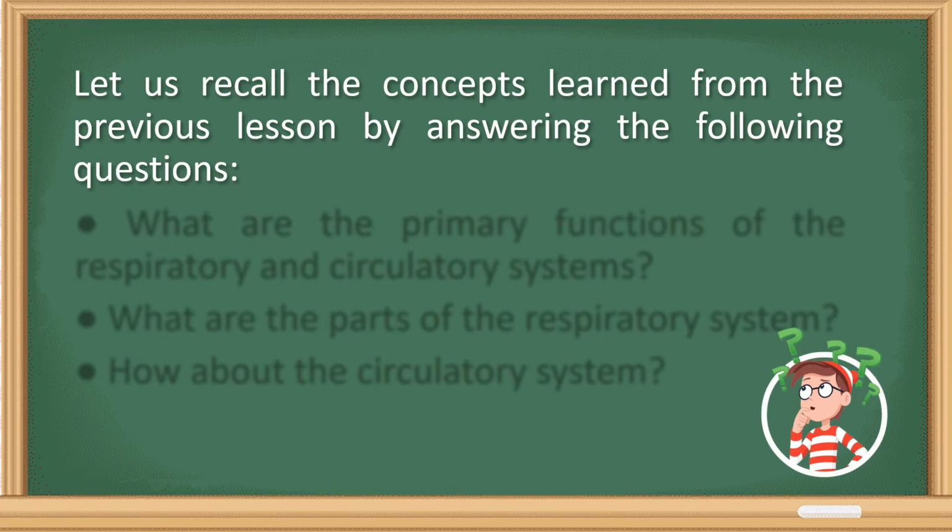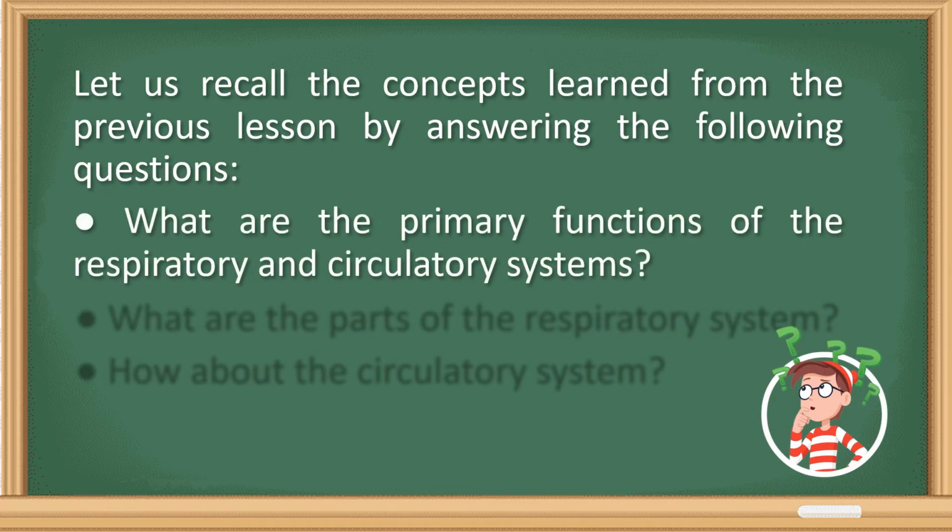Let us recall the concepts we have learned from the previous lesson by answering the following questions. What are the primary functions of the respiratory and circulatory systems? Do you still remember? What is the function of respiratory? That's correct. Its main function is for our respiration or breathing. How about circulatory system? That's right. Its main function is to circulate the nutrients and oxygen to the different parts of our body.